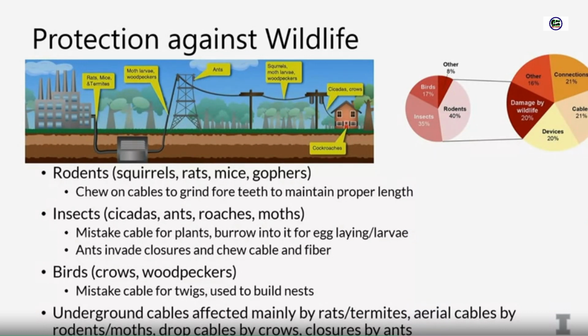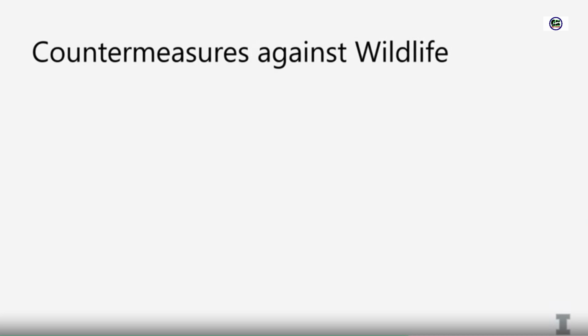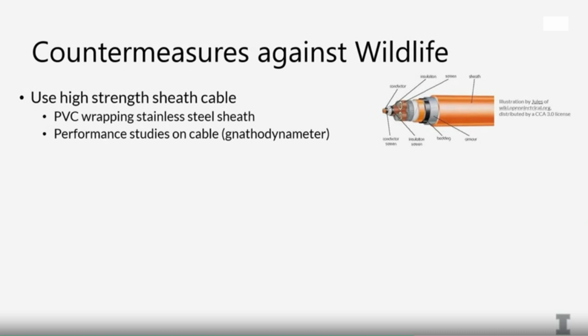So given that, how can we protect our systems against wildlife? Well, there's a number of countermeasures that we can use against wildlife to protect our devices. So one thing we can do is just make our devices strong. If we have cable, we can make it high strength, put a lot of armor outside of it. We could put PVC wrapping around it, metal, and so on.